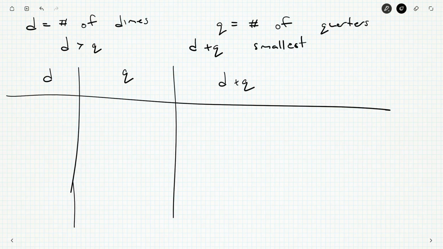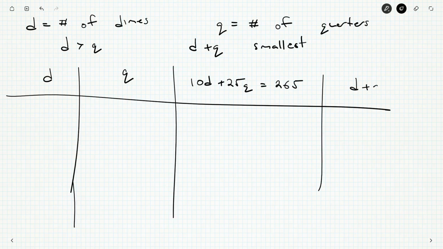Okay. So, what do we need? We need the number of dimes. I'm going to move the decimal place over just to make my life a little easier. So instead of adding up to 2.65, I'm just going to say move everything to cents. So 10 cents per dime plus 25 cents per quarter. It needs to be 265. Okay. And then we want to know, well, what's D plus Q, and get that as small as possible.